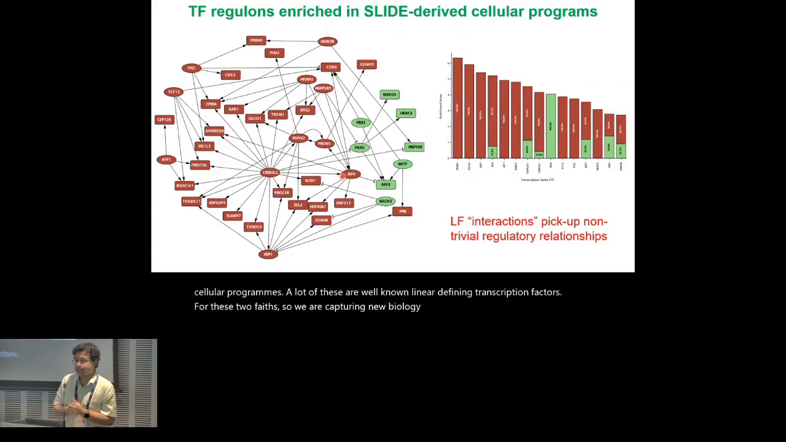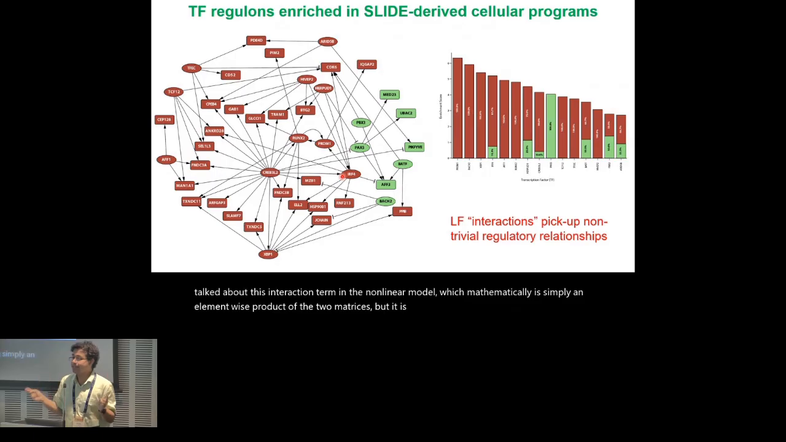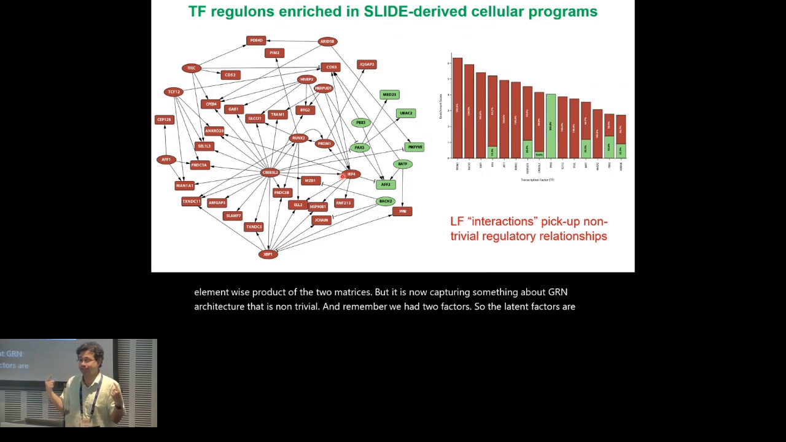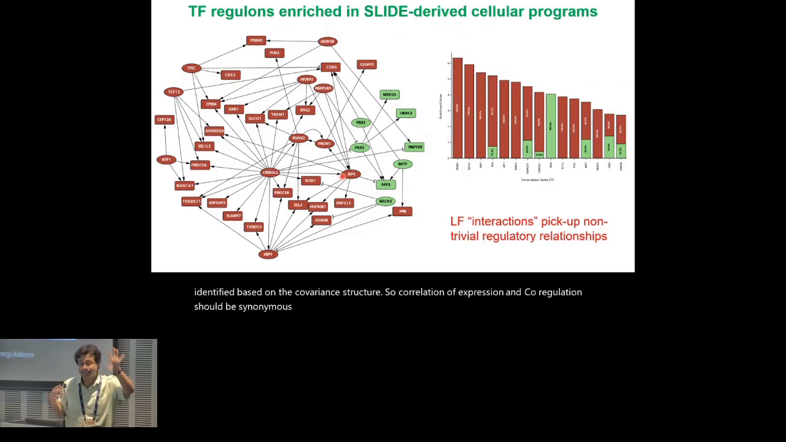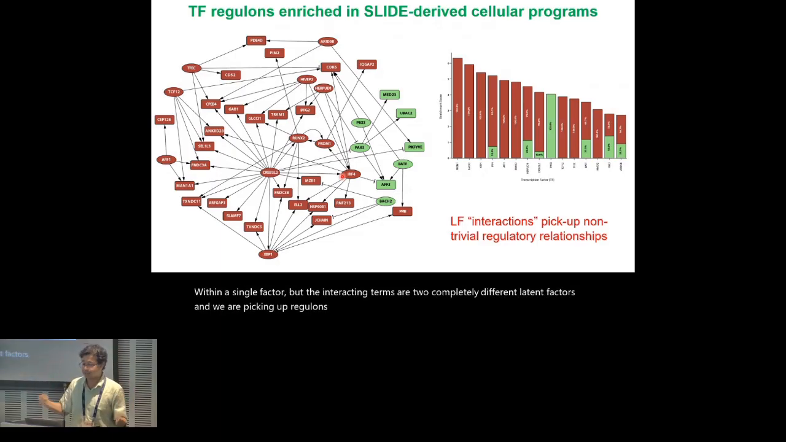But the more interesting part is, I talked about this interaction term in the nonlinear model, which mathematically is simply an element-wise product of the two matrices, but it is now capturing something about GRN architecture that is non-trivial. And remember, we had two factors. So the latent factors are identified based on the covariance structure. So correlation of expression and co-regulation should be synonymous. That would be within a single factor. But the interacting terms are two completely different latent factors, and we are picking up regulons across these two factors. So the interactions of the nonlinear relationships are picking up some non-trivial regulatory relationships.